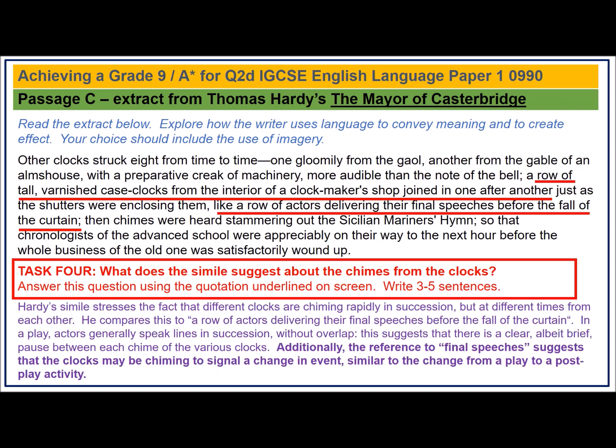And then I develop. Additionally, the reference to final speeches suggests that the clocks may be chiming to signal a change in events, similar to the change from a play to a post-play activity.